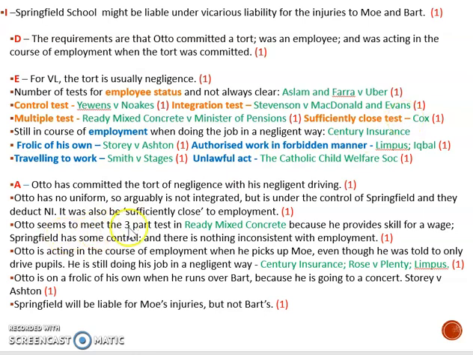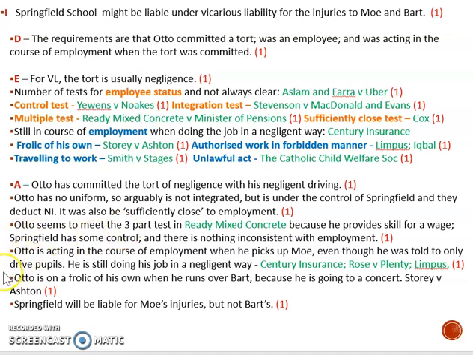I've also applied the three-part test from Ready Mix Concrete. So I've said that Otto provides skill for a wage. Springfield has some control over him because they tell him he should only pick up students. And there's nothing inconsistent with employment. It's really good to apply this test. You're going to pick up good application marks for applying the three-part test to your character. So I've explained employee status, and it looks like he's an employee.